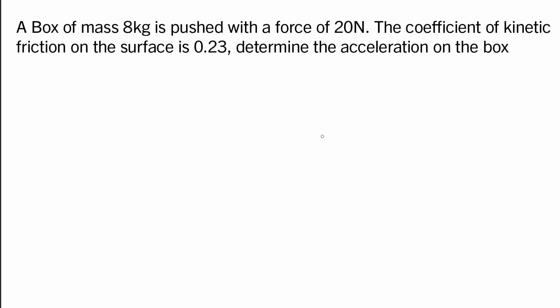So, as we've talked before in class, our problem solving strategy is always to identify different bits of information that are important. So, I'm just circling some numbers that immediately pop out to me. And then I'm going to underline some things that might be important. So it says mass is 8 kilograms, force is 20 newtons, and then the coefficient of kinetic friction on the surface is 0.23.